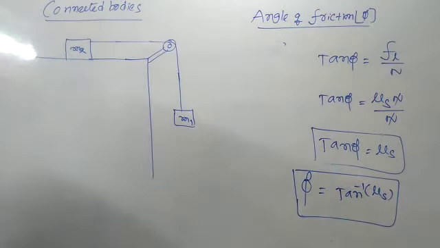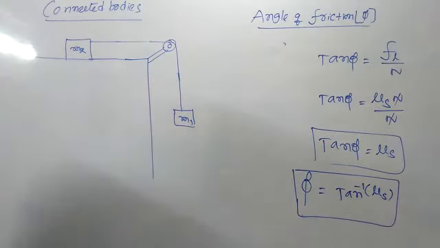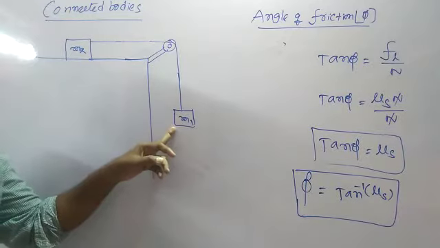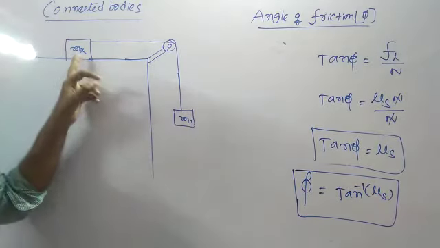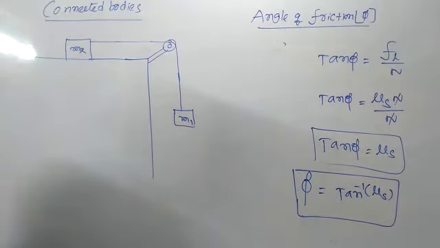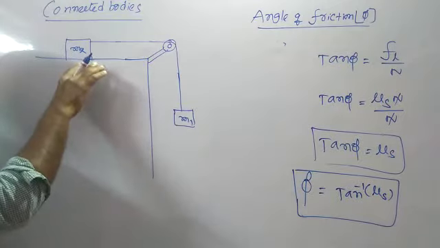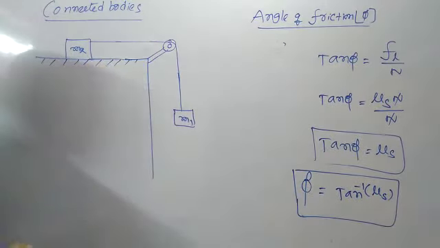So now another concept is connected bodies. Here blocks M1 and M2 are connected as shown. The block M1 is hanging vertically and block M2 is on a table. This block M2 is on a rough table, not a smooth table.